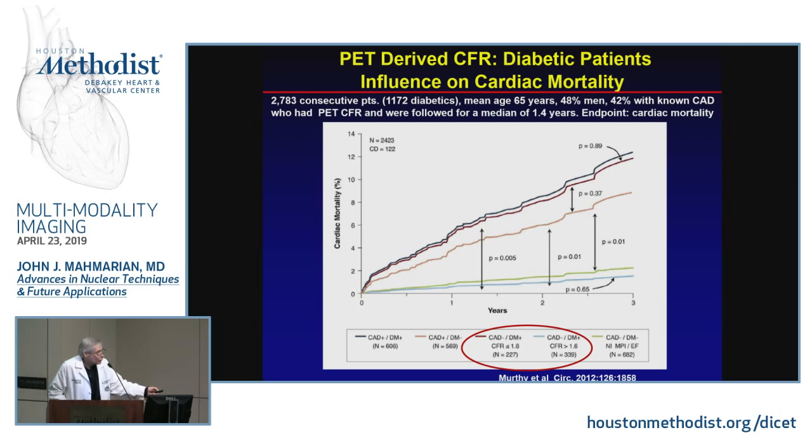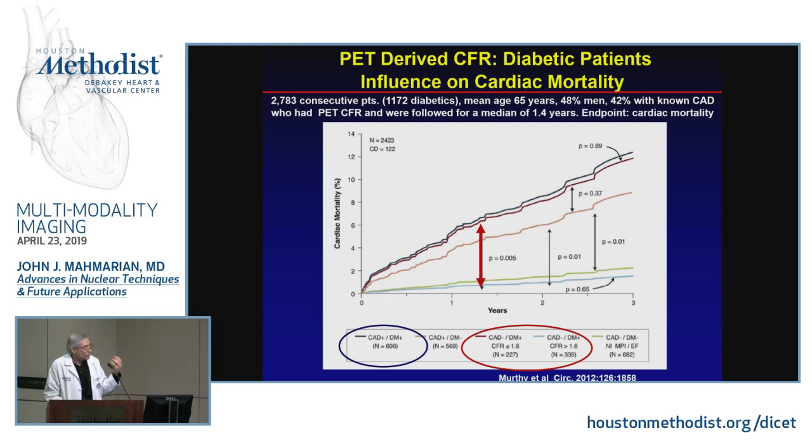So look at the difference in event rates. It's really pretty staggering. Same population, but just differences in coronary flow reserve in a diabetic population. So we need to learn more about this. We need to learn more about how this filters into our decision making. And if you look at diabetics who have positive coronary disease, that's this group here, they do as badly as the people without coronary disease who have abnormal coronary flow reserve.